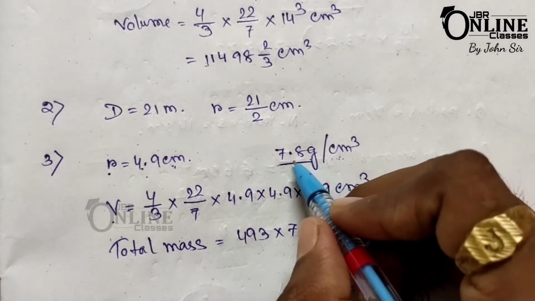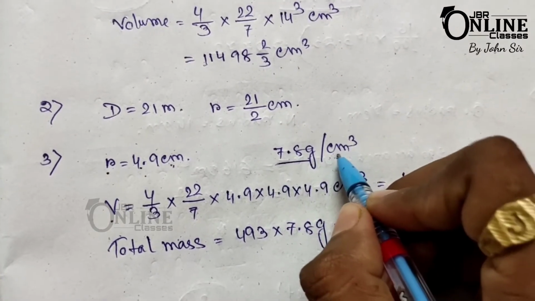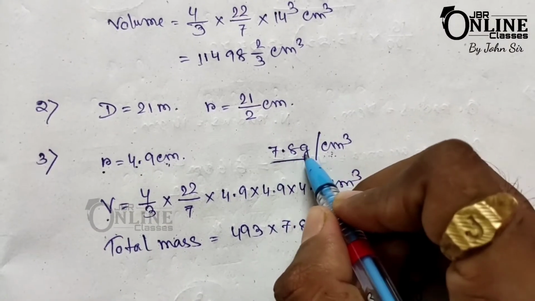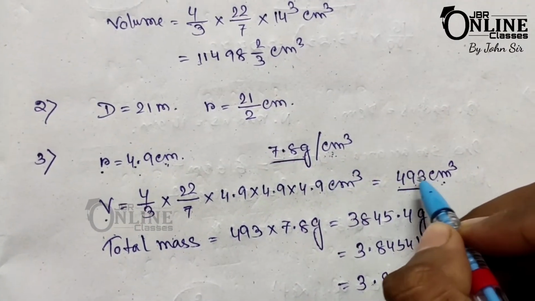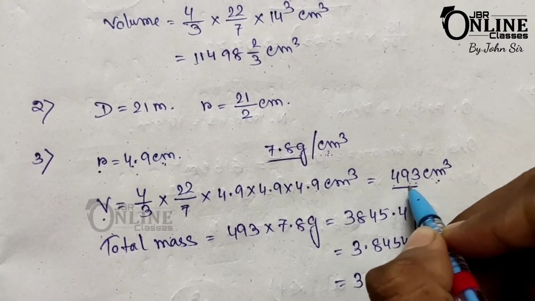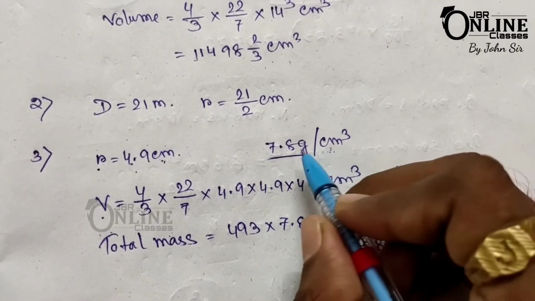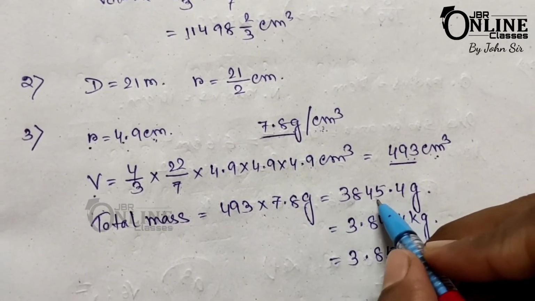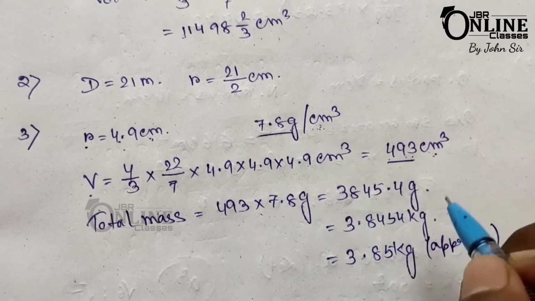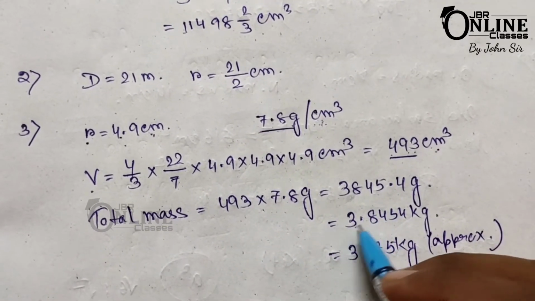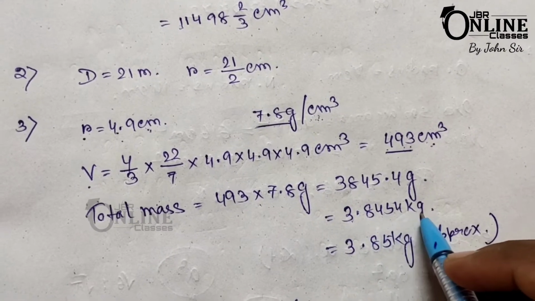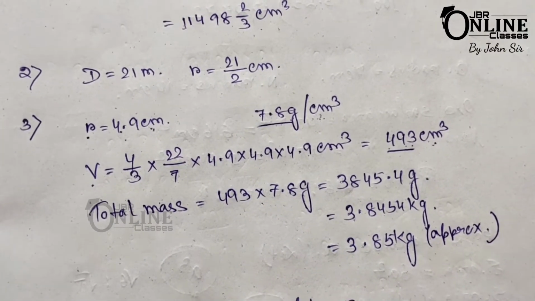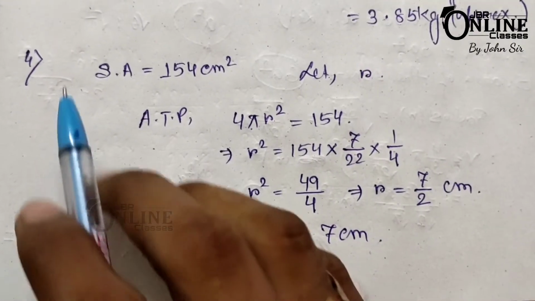Now as the density of 1 centimeter cube equals 7.8 gram, the total mass of 493 centimeter cube equals 493 into 7.8, and that equals 3845.4 gram. That means 3.8454 kg, and that equals approximately 3.85 kg.